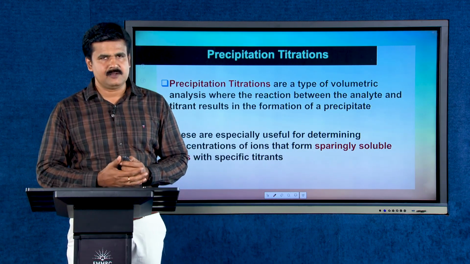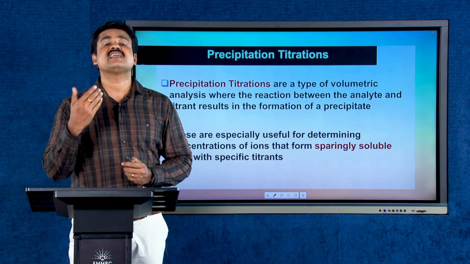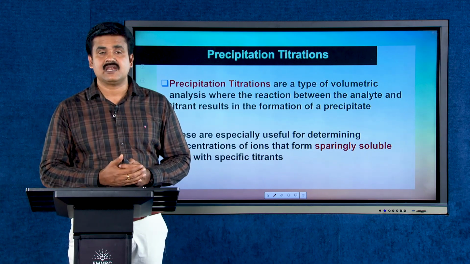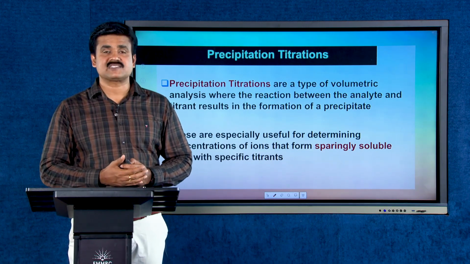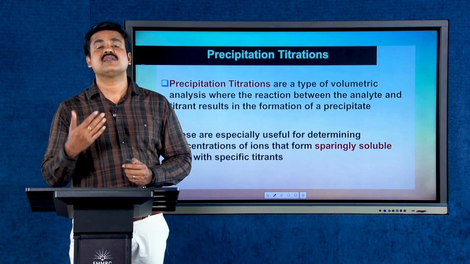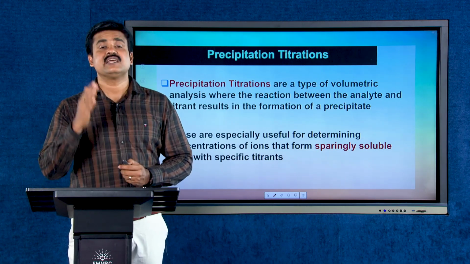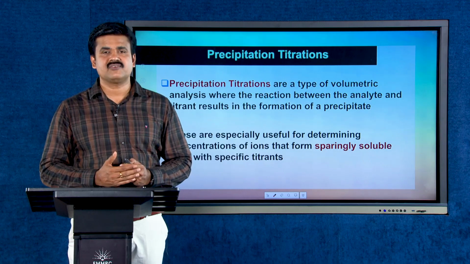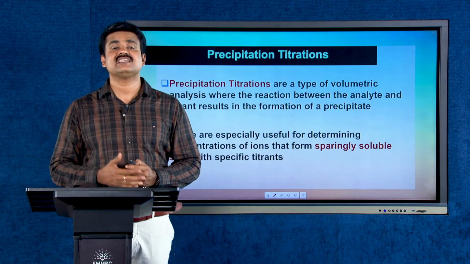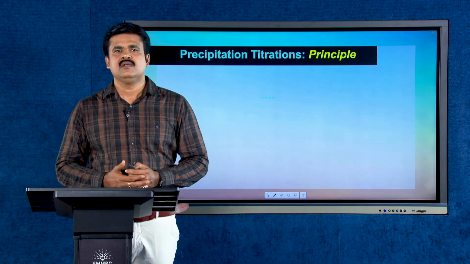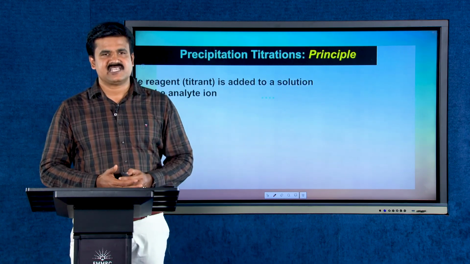For example, Ag+ is a cation which can form a sparingly soluble precipitate of AgCl with Cl- ion. It can also form another precipitate, AgBr, with Br- ion. So, in the precipitation titration, there occurs the formation of at least one sparingly soluble precipitate or sparingly soluble salt. Now, the principle of precipitation titration is here.